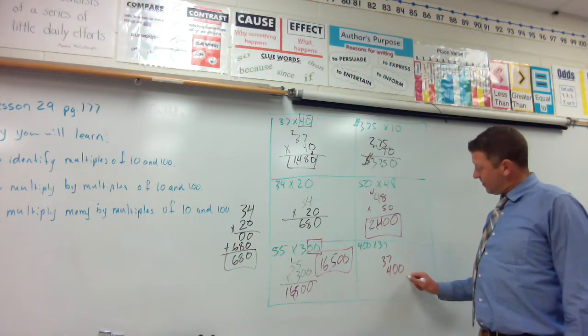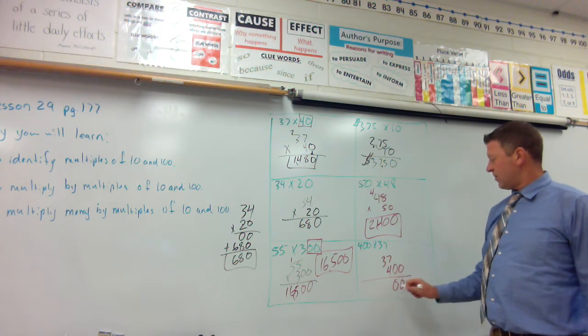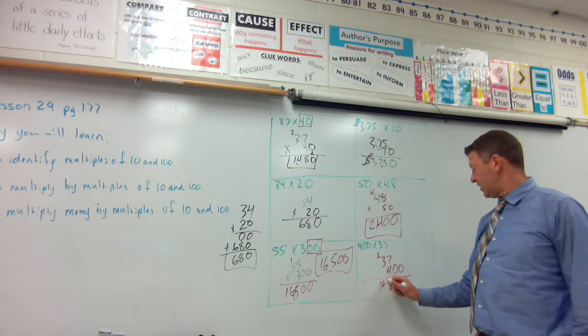4, hang my zeros out, bring my zeros down. 4 times 7 is 28. Carry the 2. 4 times 3 is 12 plus 2 is 14.